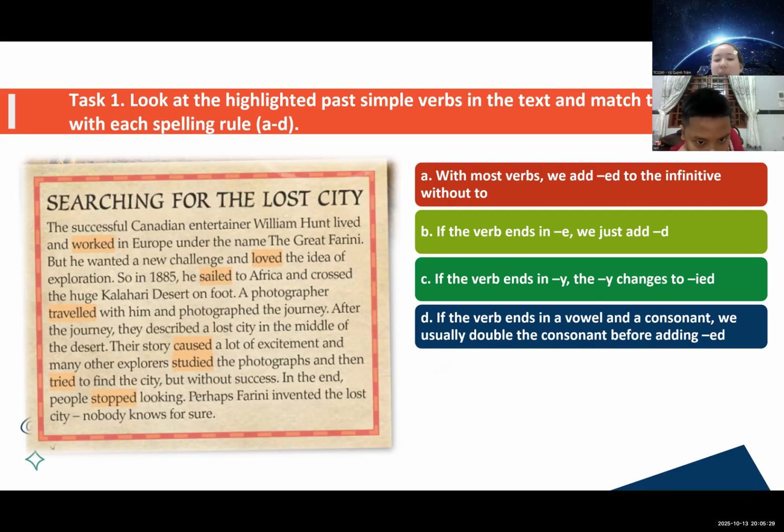And B, if the verb ends with E, we just add D. C, if the verb ends with Y, the Y changes to IED. The final one is the verb ends with a vowel and a consonant. We usually double the consonant before adding ED. Okay.